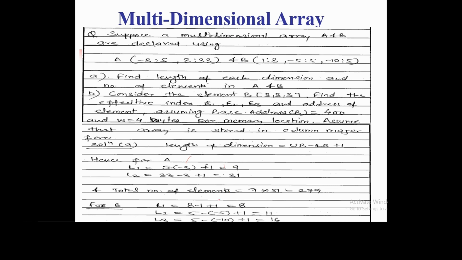And for this one, the lengths are 8, 11, 16. If we want to find the total number of elements, we simply multiply 9 and 31, and 8, 11, 16. Now consider the element B333 in the B array. Find the effective indexes E1, E2, E3 and the address of the element, assuming base address 400, W equal to 4 bytes per memory location, and assume the array is stored in column major form.